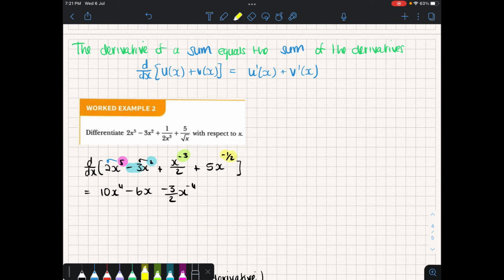And then finally, the last term, I have this minus a half, so that's the power. I'm going to multiply by the power, so I'm going to have minus a half, and I'm going to multiply that by the number in front of x, which is 5. So I'm going to get minus 5 over 2, and then I'm going to reduce the power by 1, which is going to be x to the power of negative 3 over 2. And we can leave that expression as is. We could tidy it up by moving these powers to the denominator. It doesn't really matter. So it depends on what the question asks you.